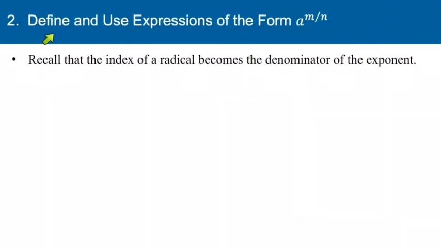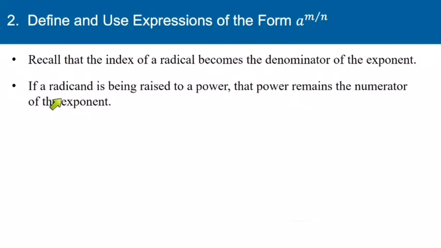Okay, now we're going to move on and talk about a to the m over n. Previously, the top number of our exponent has always been 1, but now we're going to look at what happens when the top number of the exponent is a different number besides 1. So first of all, we want to remember, and you should already know, that the index of the radical is the denominator of the exponent. Now, if the number under the radical is being raised to some power, that power is going to be the top number of your exponent. So that number is going to be the numerator of your exponent.